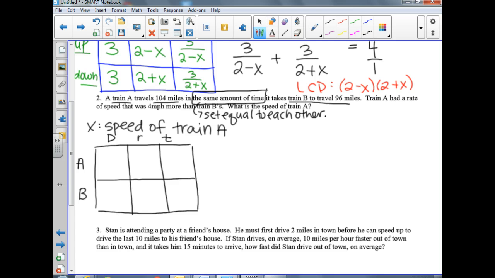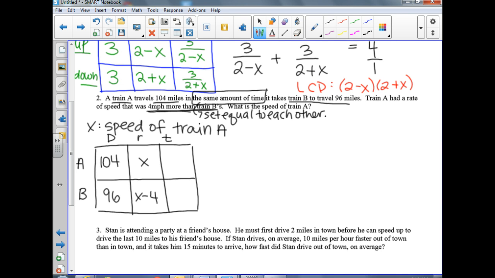Okay, so the first column where you have your distance, they gave you that. So what goes in this box right here? How far does train A travel? 104 miles. And B? 96 miles. Okay, now the rate part, it says train A had a rate of speed that was 4 miles per hour more than train B. So we said X was the speed of train A. So if we put X here, what would go here? X minus 4, good.